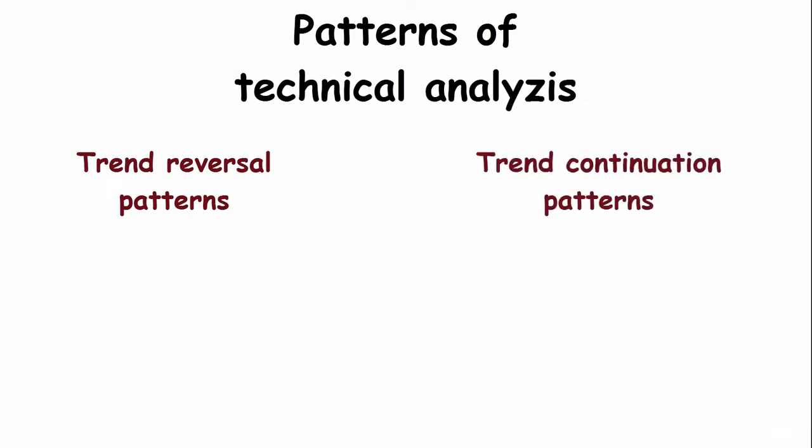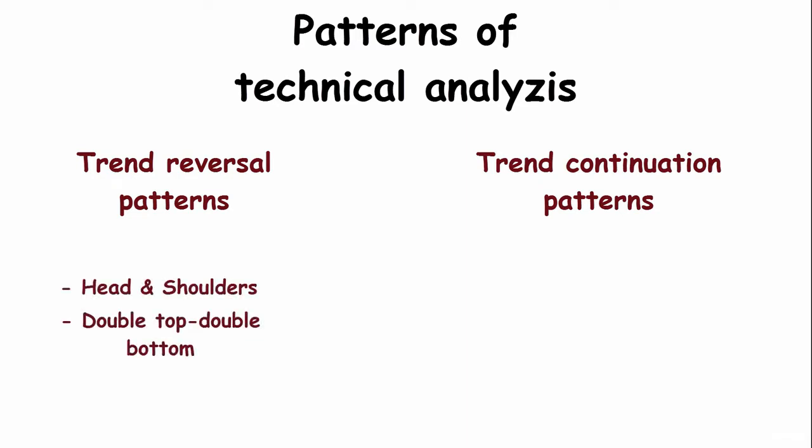Hello everyone, in this part of the course we'll talk about patterns of technical analysis. The patterns or forms of technical analysis often appear on the charts and in all time frames. They can be divided into two criteria: trend reversal patterns and trend continuation patterns. Regarding trend reversal patterns, we'll explain head and shoulders and double top, double bottom patterns. And as for trend continuation patterns, we'll explain flags, triangles, and rectangles.